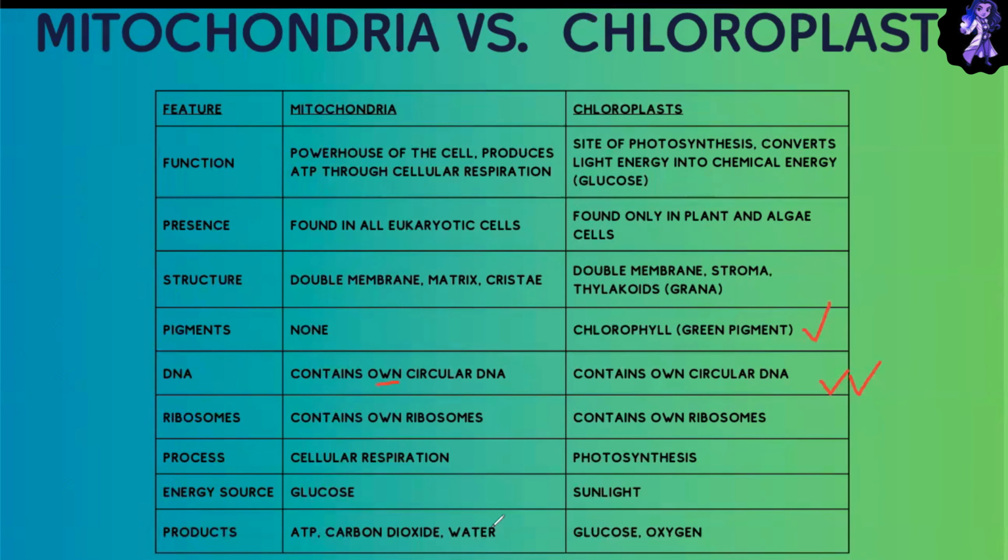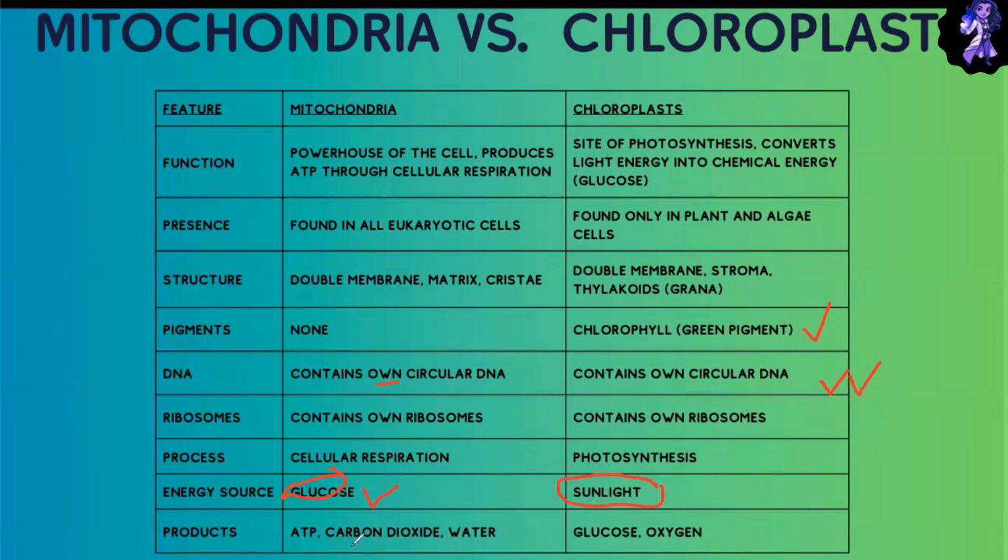The process, we talked about this before, for mitochondria, it's cellular respiration. Chloroplast, it is photosynthesis. Energy source for mitochondria, we consume simple sugars, or we consume food, which has sugars in them, like glucose or fructose, whatever. And we use that as our energy source when it's eventually broken down into glucose. And then for chloroplasts, it consumes sunlight.